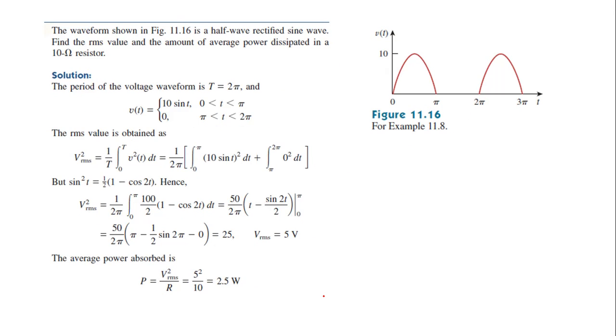So this is another problem statement. The waveform shown in the figure is a half wave rectified sine wave. Find the RMS value and the average power dissipated in a 10 ohm resistor. So this is the waveform given. It is a sinusoidal waveform and this is a rectified waveform. Rectified means the process of converting AC to DC.